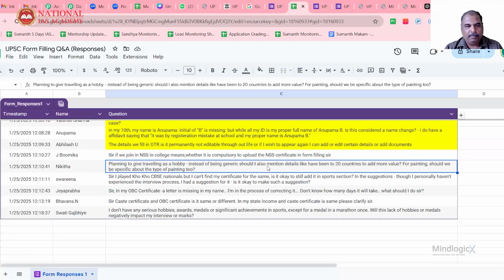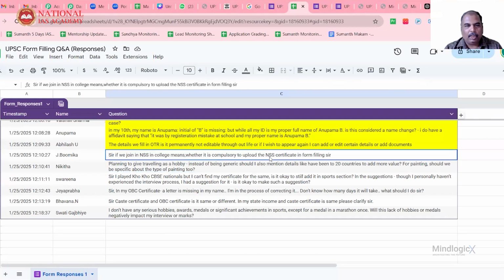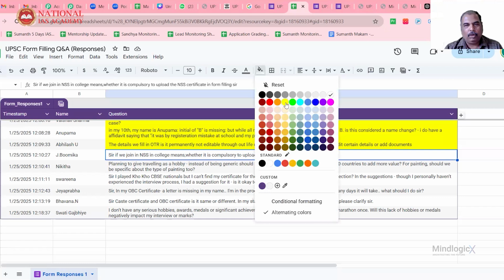If you didn't do it, yes, one chance is there. Next time when you do it, you can edit it. Otherwise, you can edit once in your lifetime. Edit once. Okay.